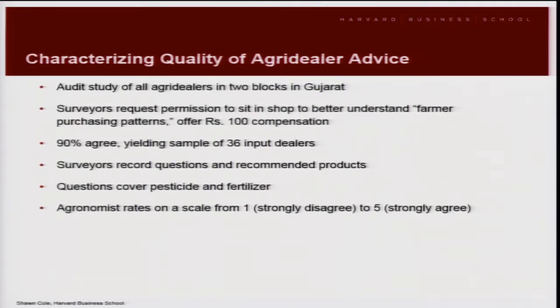So they'll just go down to the agri dealer and say, I'm planting this type of cotton, or what type of cotton should I plant? They'll give you a recommendation and they'll tell you what type of fertilizers to apply with that. So as part of another study, but we didn't put it in that other paper, we did an audit study characterizing the quality of advice by agri dealers. We basically sent surveyors who were trained in agronomy into agri-dealer shops to sit there for the day and record the questions that people are asking the agri-dealers and record their answers.